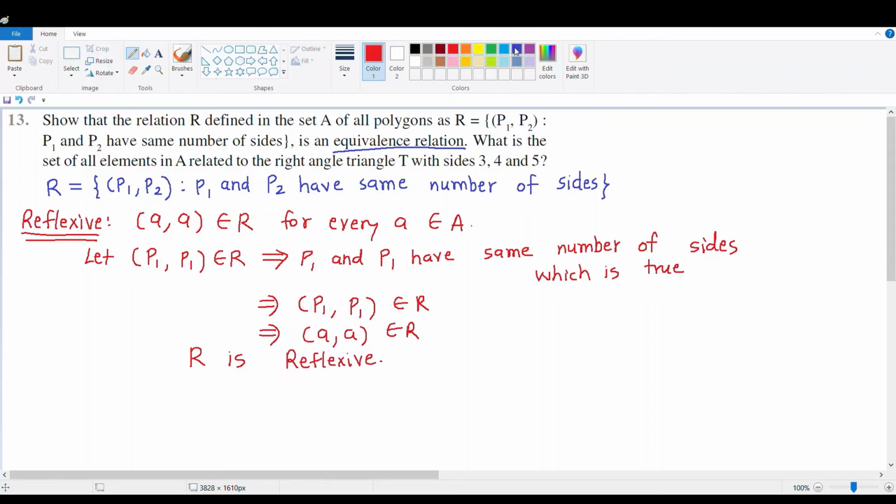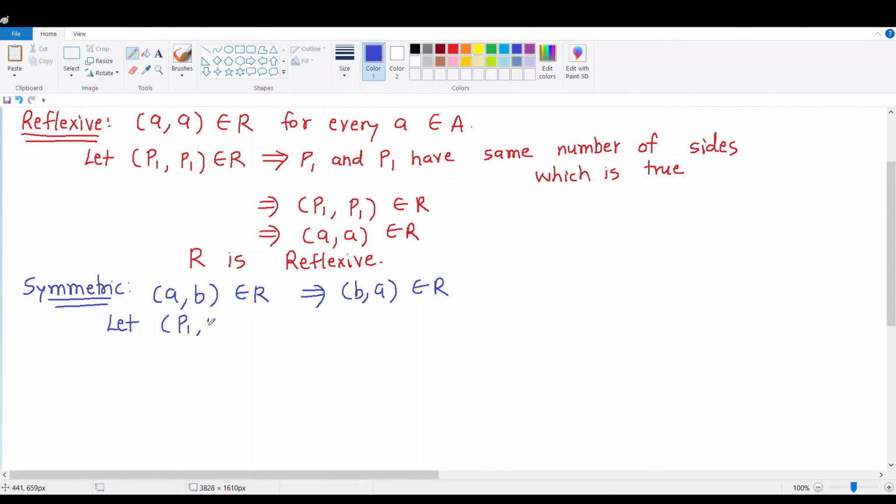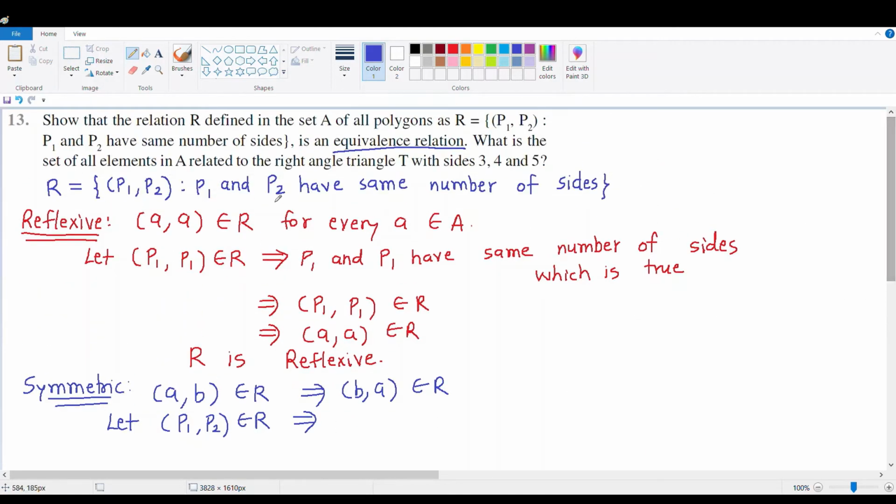Now we are going to start talking about symmetric. Now definition of symmetric says what? That if you have A comma B belongs to R, then you must have B comma A belongs to R. So for this, let P1 comma P2 belongs to R. Now if P1 comma P2 belongs to R, that implies what? This same thing. P1 and P2 have same number of sides.